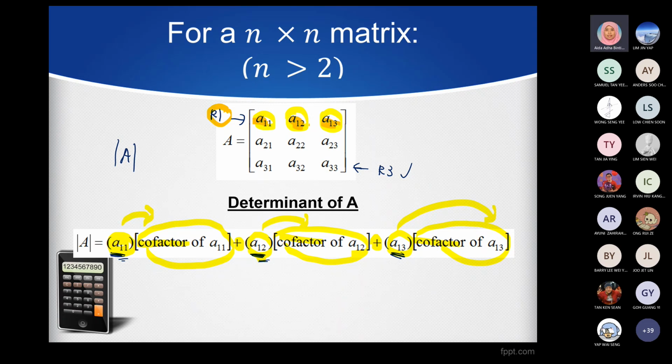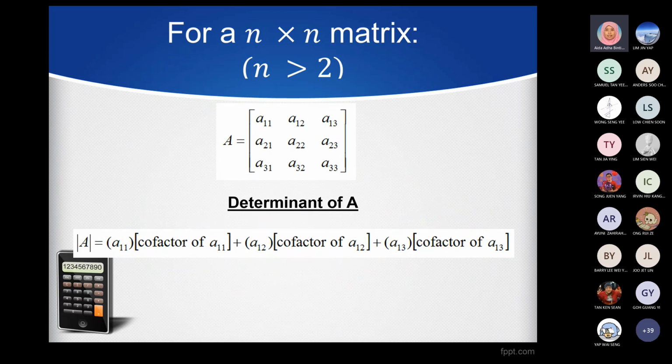If you want to use row 3, what is the formula here? A31 multiplied with the cofactor of A31, plus A32 multiplied with the cofactor of A32, plus A33 multiplied with the cofactor of A33 here.